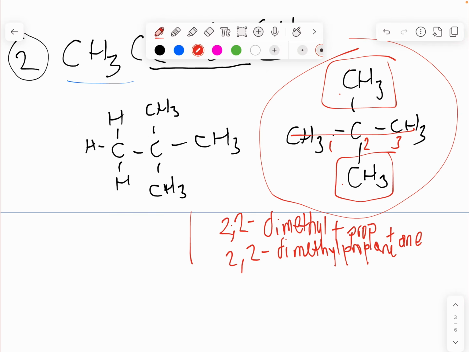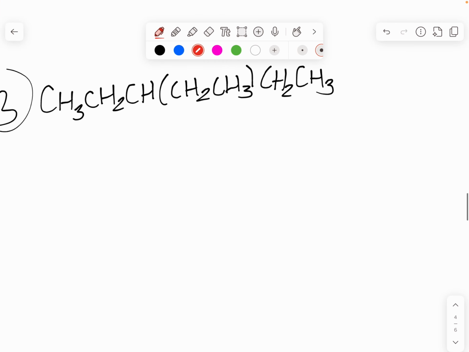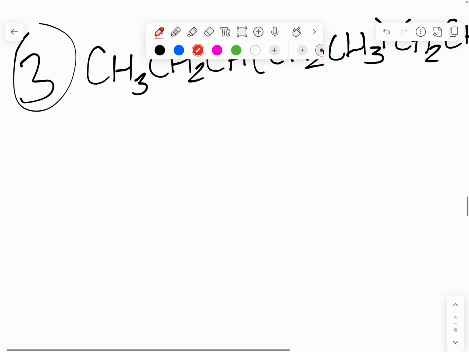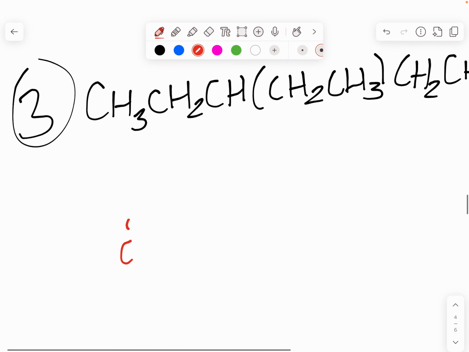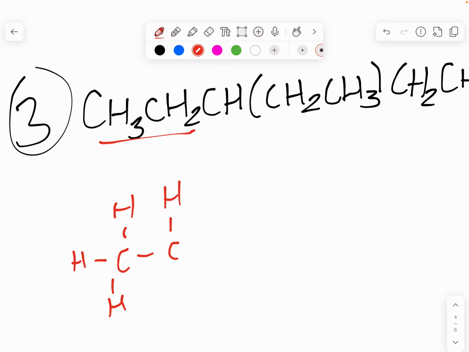Next question, I have 3 more to go. Alright, so next we're at this one here. Once again, let us draw from the left edge. We have 3 carbons, so we have 3 hydrogens. Then we have 2 hydrogens on the main skeleton. Then we have 1 hydrogen here.